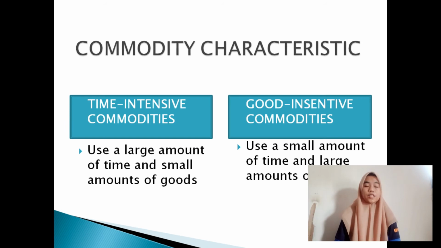The next one is commodity characteristic. Commodity characteristic is divided into two, which are time intensive commodities and goods intensive commodities. Time intensive commodities use a large amount of time and small amounts of goods. Meanwhile, goods intensive commodities use a small amount of time and large amounts of goods.